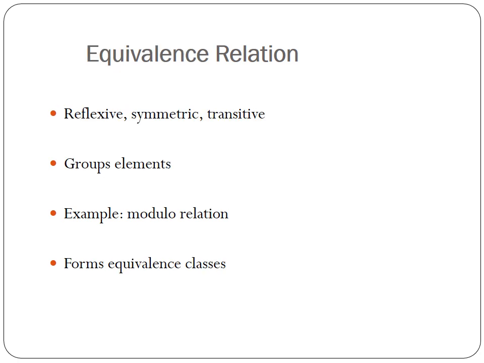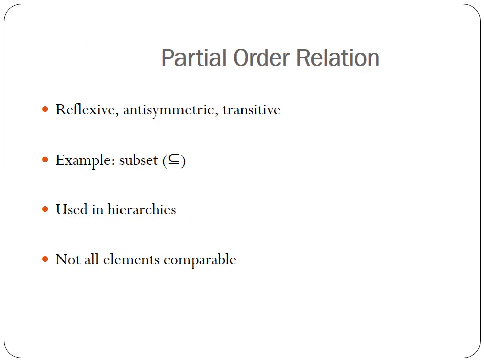Next, we go to the equivalence relations. An equivalence relation is one where the conditions reflexive, symmetric and transitive are all satisfied. These three properties are satisfied, and this is called an equivalence relation. For example, modular relations form equivalence classes. This is the equivalence relation example.